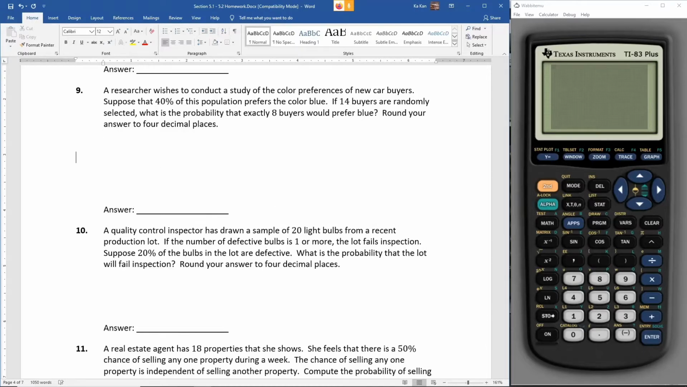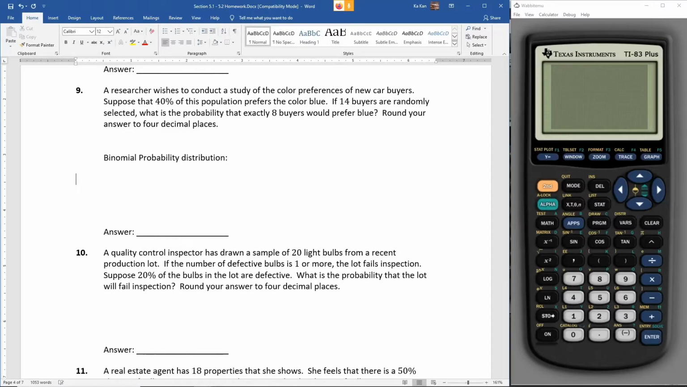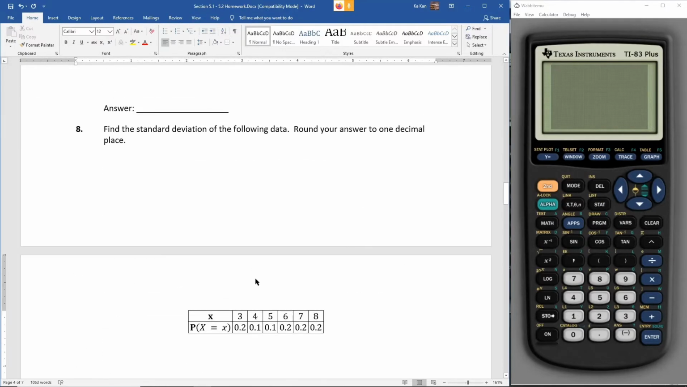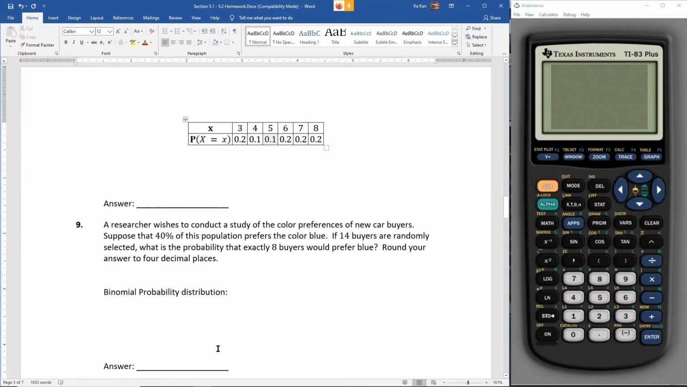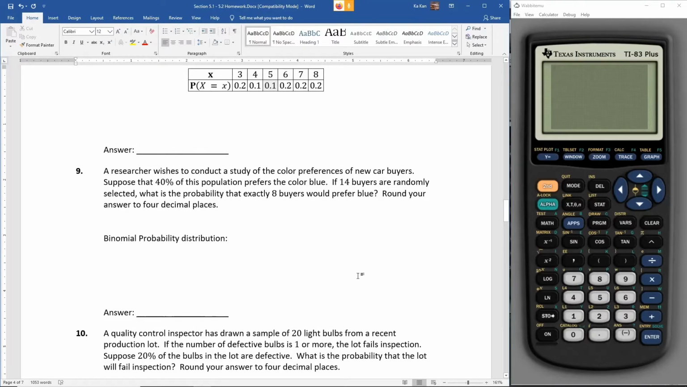Here's the deal. Now is the time to introduce you to a specific type of discrete probability. It's called binomial probability distribution. So what is this thing? A binomial probability distribution is a very specific type of distribution, kind of like the one we see up in here, but it's a very special type of distribution. And you have to meet 3 different criteria before you can use it.